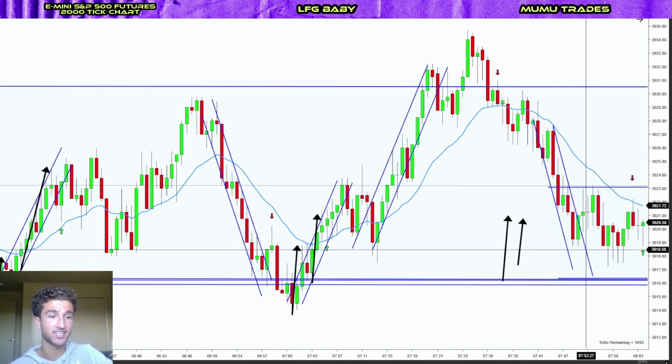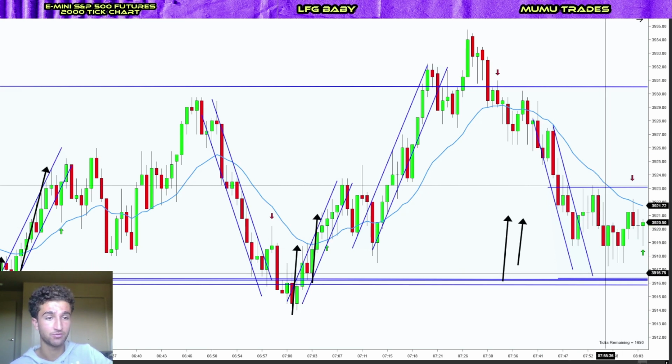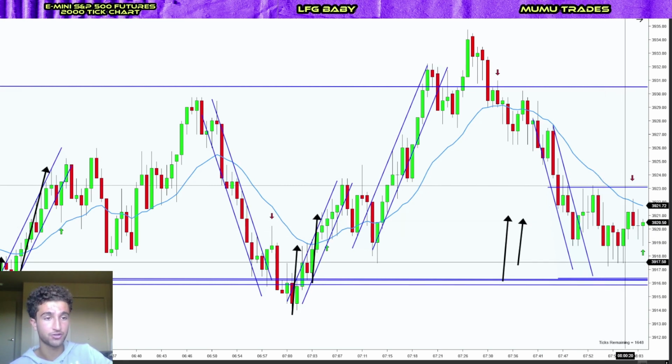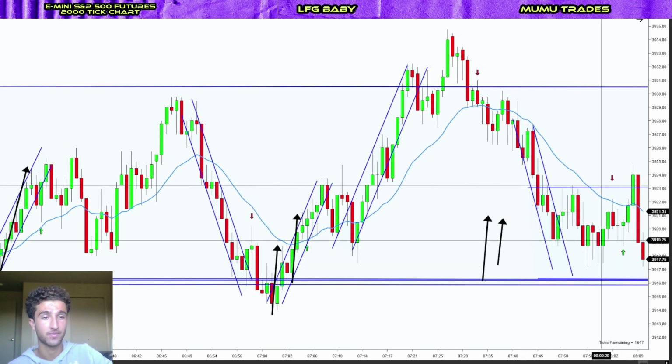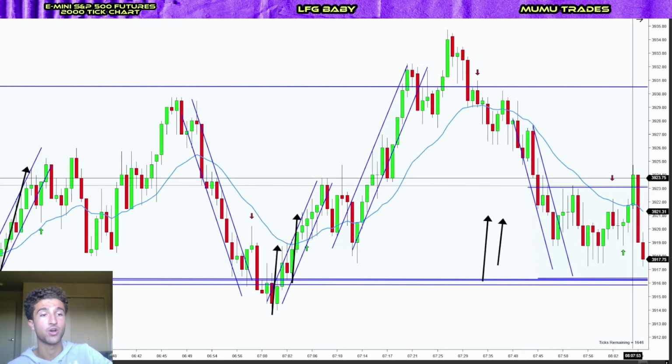And what is a better setup is this right here, because we had a new low here. First entry short, second entry short, failure, and that's why we ended up going higher.